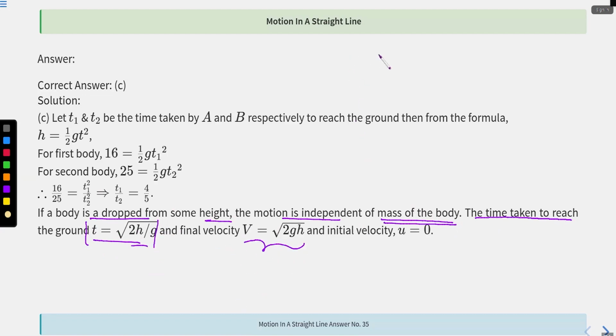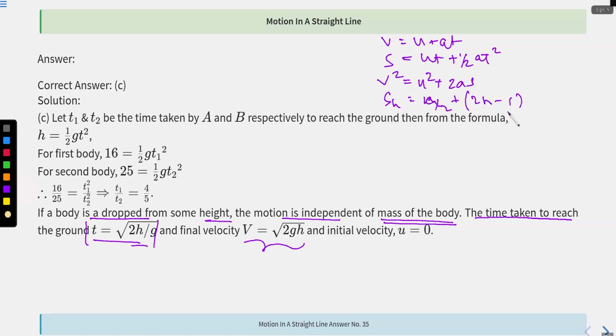Basically, the first equation was v is equal to u plus at. S is equal to ut plus half at square. v square is equal to u square plus 2as. Sn is equal to u plus a by 2 into 2n minus 1. In these four equations of motion, there's nowhere a concern of mass. So whatever my body is, the motion is independent of it. It's as simple as that.